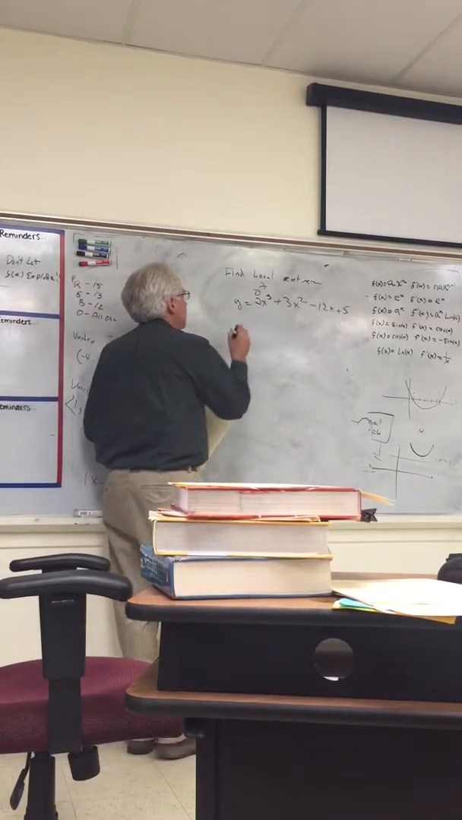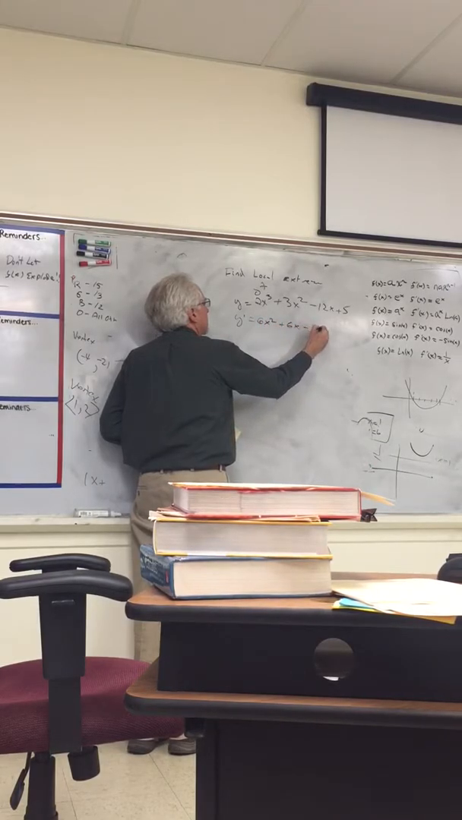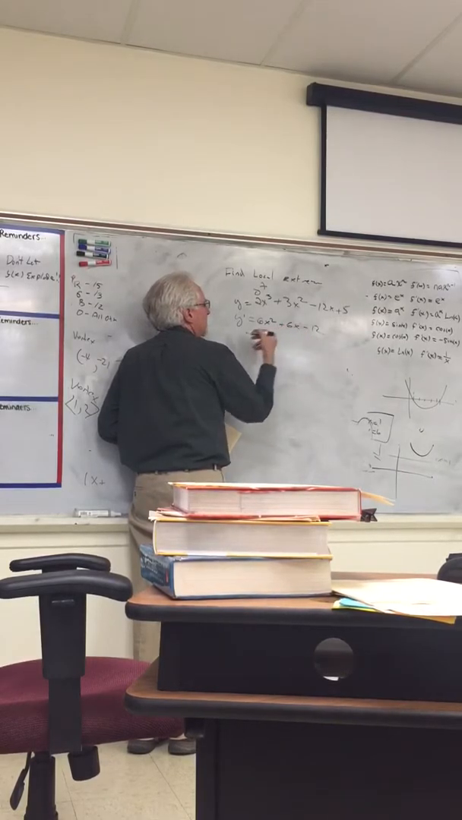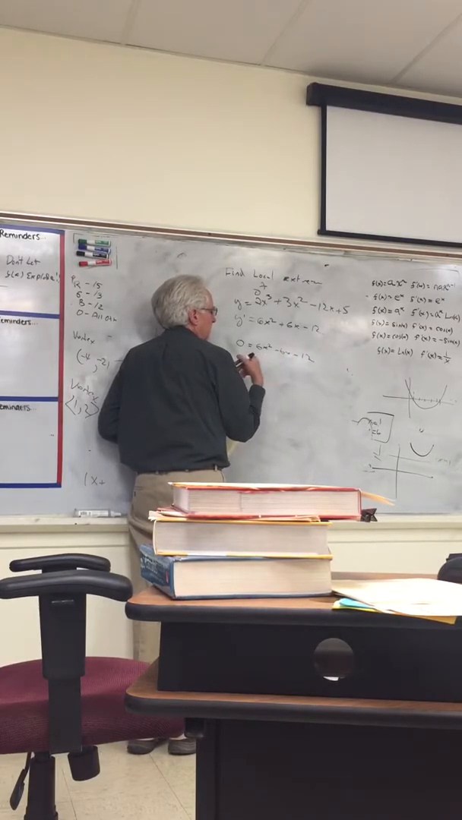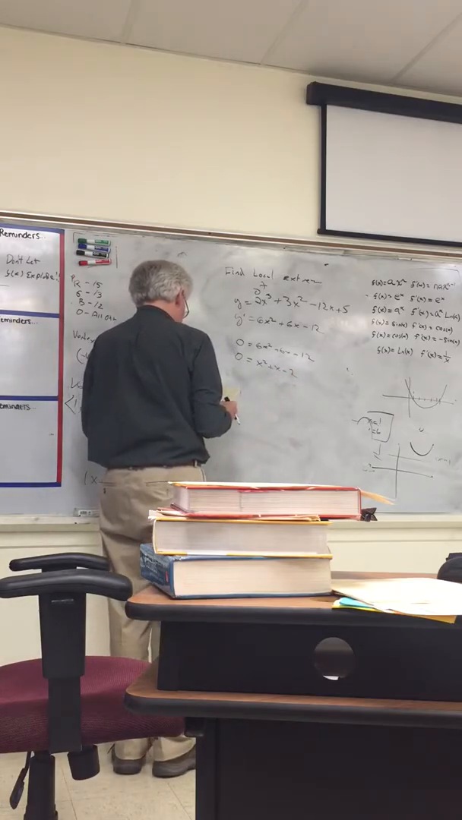Take the derivative. So y prime is equal to 6x squared plus 6x minus 12. Then I could set the derivative to 0. What would you do now? I'd factor out a 6 and divide both sides by 6, and I have x squared plus x minus 2. Did I do that right? I think I did that right.